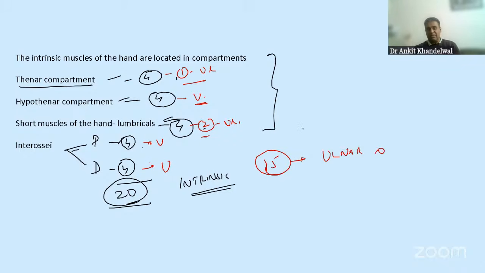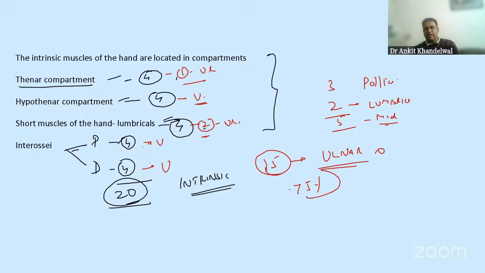Those not supplied by ulnar are the 3 pollicis muscles, then 2 lumbricals. So 5 muscles are supplied by median nerve, 15 by ulnar. So basically you will say 3/4 by ulnar, simple maths. 15 out of 20 is 3/4. So when you say 75% of my hand muscles are supplied by ulnar nerve, the ulnar nerve is therefore known as the musician nerve. 75%, 15 out of 20.